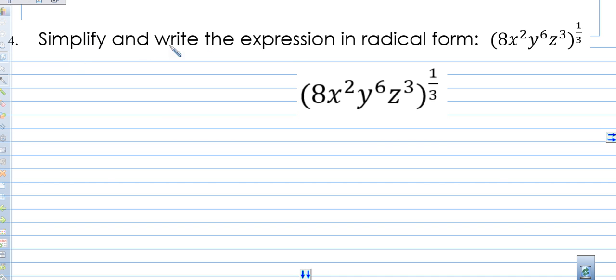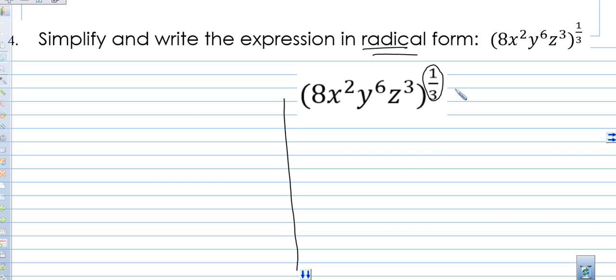So we'll simplify and write the expression in radical form. So that's very similar to one we did in question number 2, except they give us a fraction exponent. Okay? So there's two ways you can approach it, so I'll tackle it in two ways. The first way is you can go ahead and instantly put this in radical form and then simplify it. And then the other way is you can distribute it and then turn that into radical form from there.